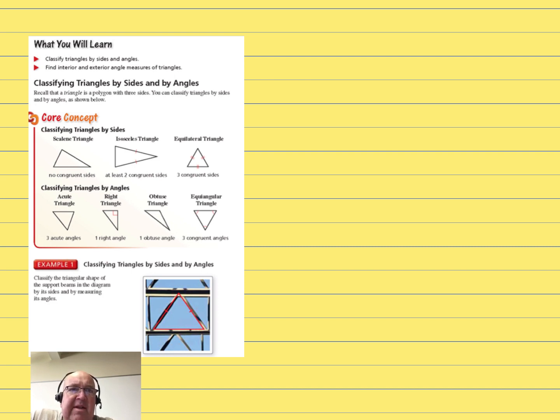We can also classify by types of angles. If all of the angles are less than 90 degrees, it would be an acute triangle. If you have one right angle, you have a right triangle. If you have an angle that is greater than 90 degrees, you have an obtuse triangle. And if all three of your angles are equal, you have an equiangular triangle or an equilateral triangle.